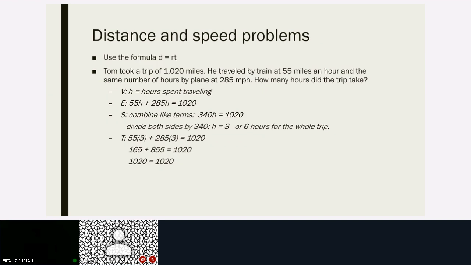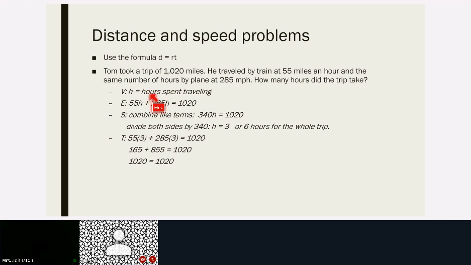Distance and speed problems often use this formula, d equals rt, or distance equals rate times time. Let's see how you could use this formula in this problem. Tom took a trip of 1,020 miles. He traveled by train at 55 miles per hour and the same number of hours by plane at 285 miles per hour. How many hours did the trip take?